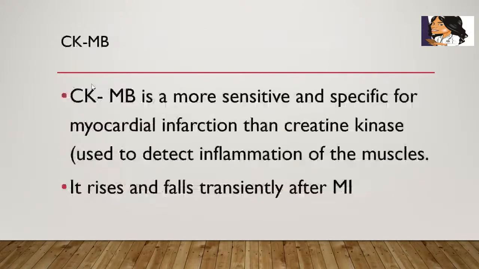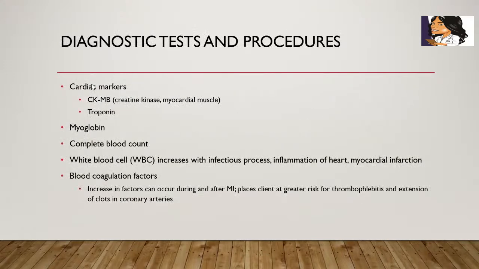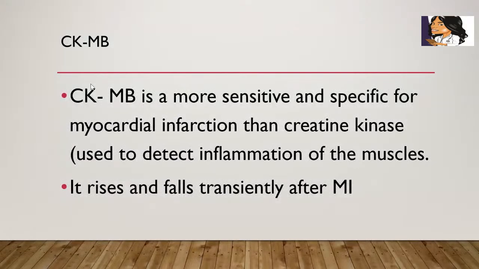And then, as you guys know about blood coagulation factors, an increase in factors can occur during and after an MI. And now this person is at risk for thrombophlebitis. So this slide is going to pop up. Make sure you remember the blood coagulation factors, guys. That's our PT, PTT. An increase can occur during and after a myocardial infarction. So if someone has an MI, you're looking for that lab value. The MI places the client at greater risk for thrombophlebitis. So we have to be very aware of our coagulation factors when someone comes in the facility with an MI. That's a huge deal. So you have to know about these cardiac markers.